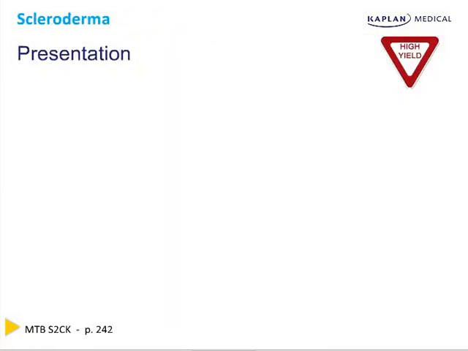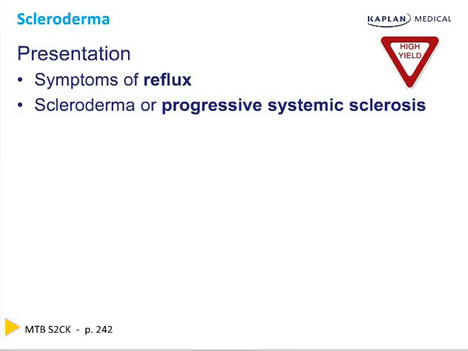If you've done rheumatology, we've been through scleroderma extensively. But just as a reminder, scleroderma is a chronic systemic autoimmune disease. It's primarily of the skin, but it can also be characterized by fibrosis. It can be a part of the CREST syndrome: calcinosis, Raynaud's phenomenon, esophageal dysfunction, sclerodactyly, and telangiectasia. People with scleroderma present with symptoms of reflux. Scleroderma can also be a part of progressive systemic sclerosis. Keep in mind, it's a huge spectrum.